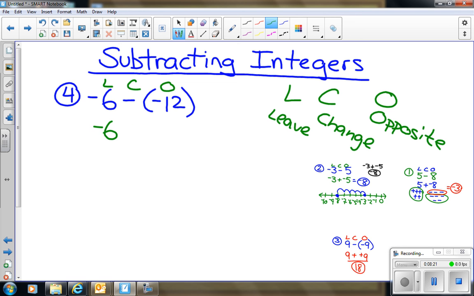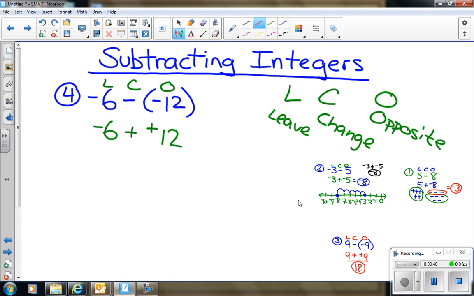Instead of subtraction, we're going to change it to addition, plus 12. Okay, now, refreshing your memory, we had learned this before. We have a negative number being added to a positive number, which means we're going to have to figure out which do we have more of. We have 6 negative signs, and we have 12 positive signs.